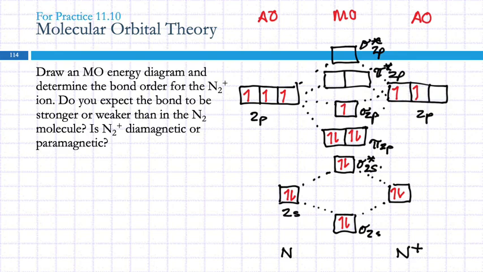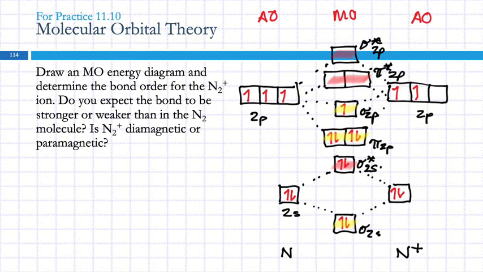So this is saying find the bond order. Well, which of these are bonding orbitals? It's this one, and this one, these two, and this one, right? Those are the bonding orbitals. Where are the anti-bonding orbitals? Well, those are the ones with the stars, right? That would be these guys.